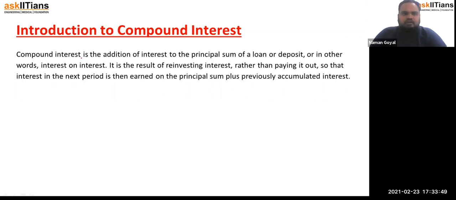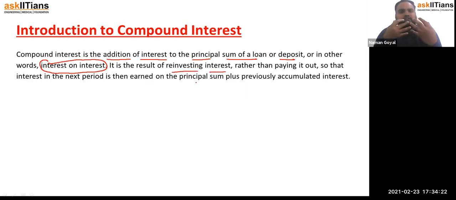So compound interest is the addition of interest to the principal sum of a loan or deposit, or in other words, interest on interest, right? As I told you, we apply interest on interest in compound interest, and in simple interest we only apply interest on the principal amount. So this is what compound interest is. It is the result of reinvesting interest.